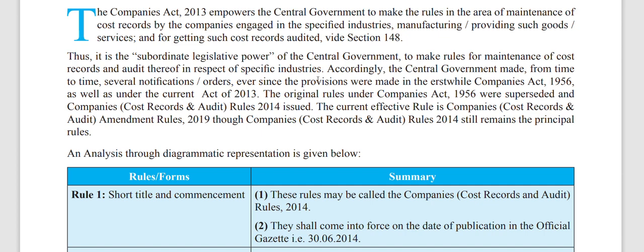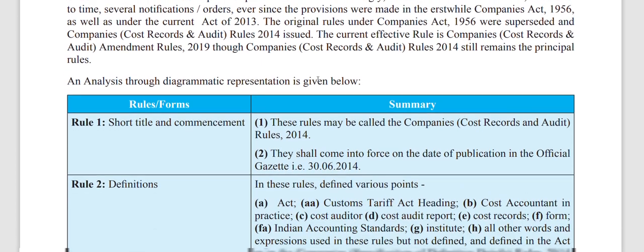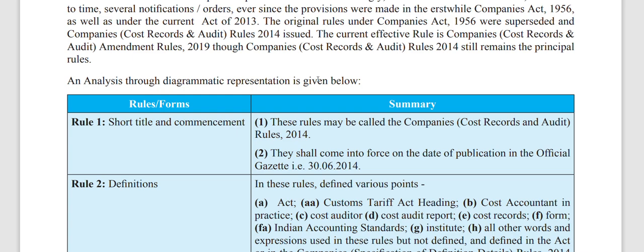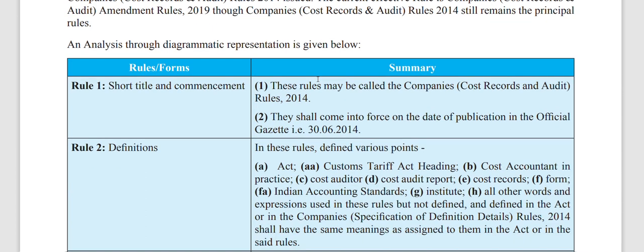The original rules under Companies Act 1956 were superseded, I mean to say, absorbed into the Companies Rules 2014, which is issued. So, the current effective rule in Companies Act is the amended rules 2019, though Companies Rules 2014 still remain the principal rules. So it means in 2019 they made further modifications and amendments to Companies Rules 2014.